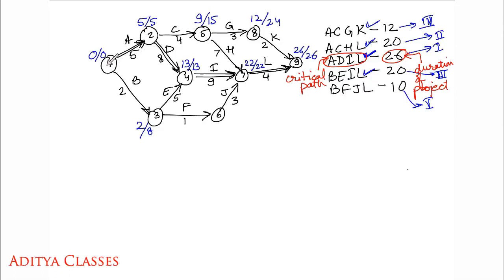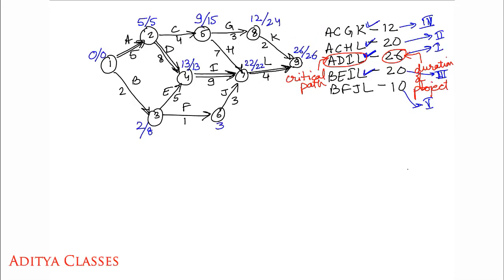Now, last path is BFJL. BFJL. So how do we go? 0 and 2, 2. 2 plus 1. I should get a 3 over here. And then 3 plus 3, 6. No, in forward pass 22 is the valid number. 22 plus 4 is 26. Done with forward pass, jump to backward pass.